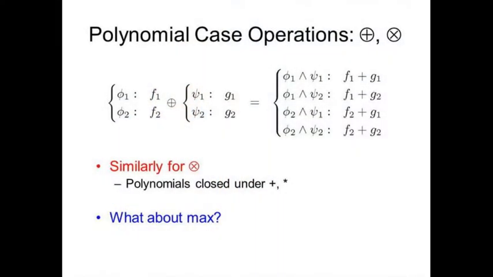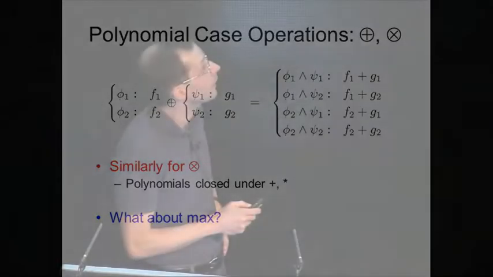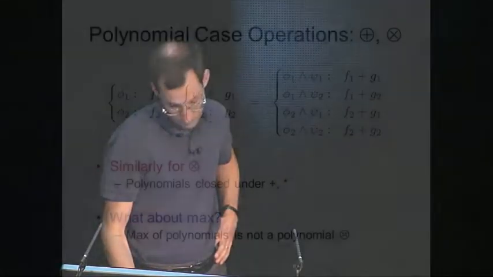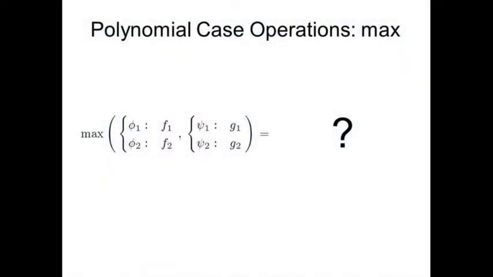But what about the max? If I wanted the constraints to be polynomial inequalities and the values to be polynomials, then max wouldn't work out here. Max of f1 and g1 is not a polynomial. So the question is, can I do the max in case form? Can I do it?